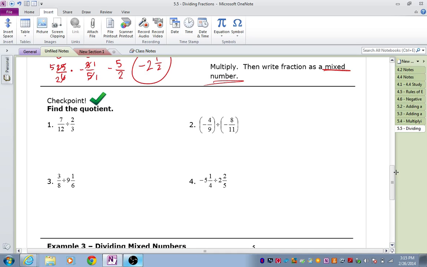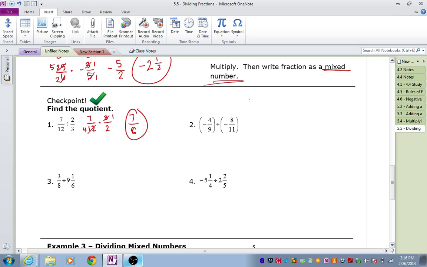Okay, for number 1, we're going to keep 7/12 the same. And then we're going to multiply by the reciprocal of 2/3, which is 3/2. Cancel out common factors. 3 goes into 3 once. 3 goes into 12 4 times. 7 times 1 is 7. 4 times 2 is 8. 7/8.